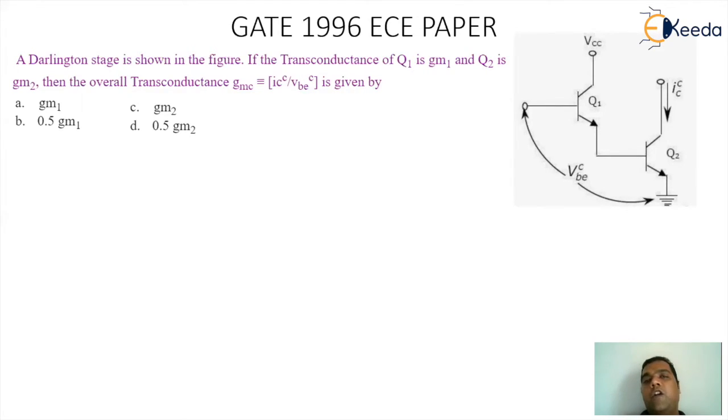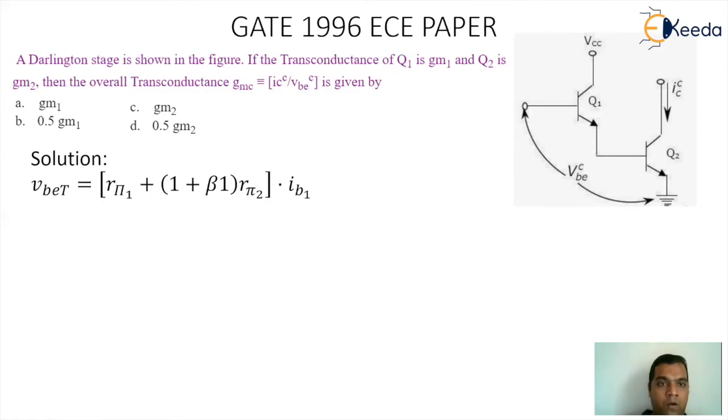First of all, what we are trying to do here is find the overall transconductance. VBE of C is actually the addition of both the VBEs, and ICC is basically the collector current of the second transistor, which is IC2. When we try to find the relation, the first thing we need to figure out is how to find the value of VBE of T. I'm denoting the value VBE of C as VBE of T. That is just our notation.